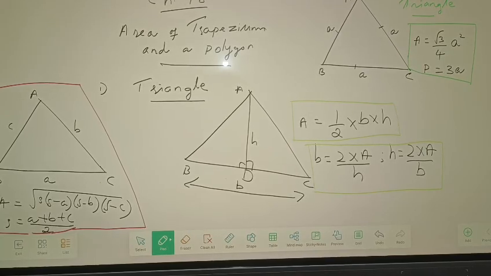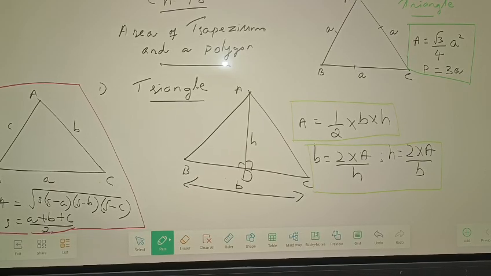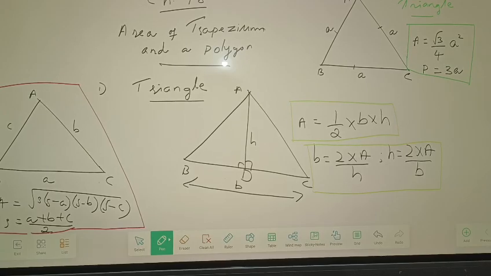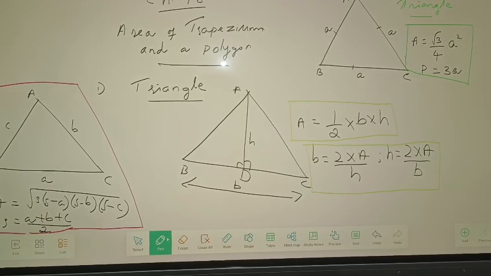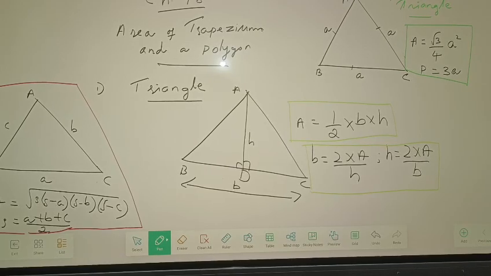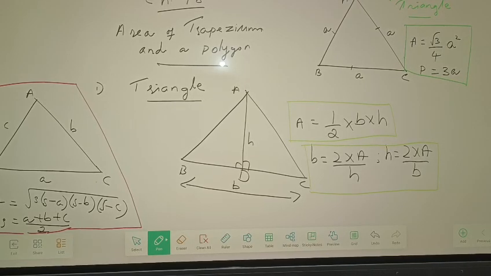For example, in the figure drawn, triangle ABC, where BC is taken as base and the length of the perpendicular from the vertex A, that is AD, is taken as height. So area equals half into base into height. Then once you get the area, you can find the base equal to 2 into area upon height, and height equal to 2 into area upon base.